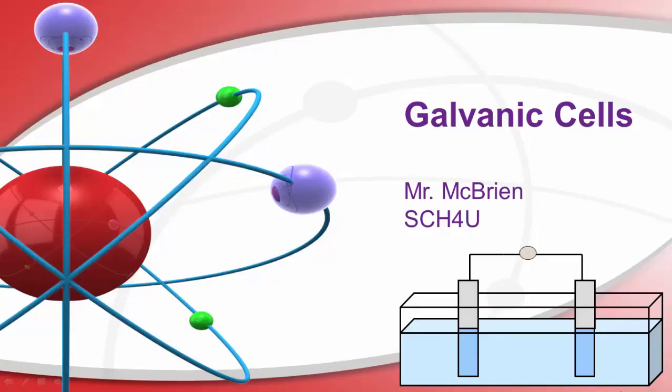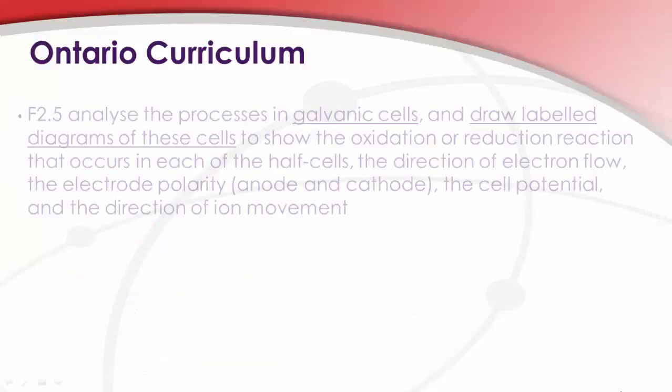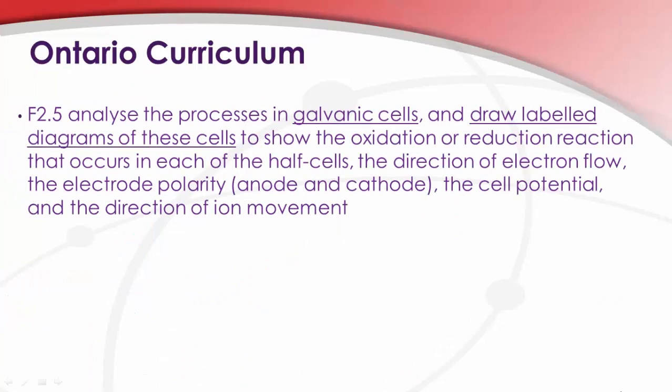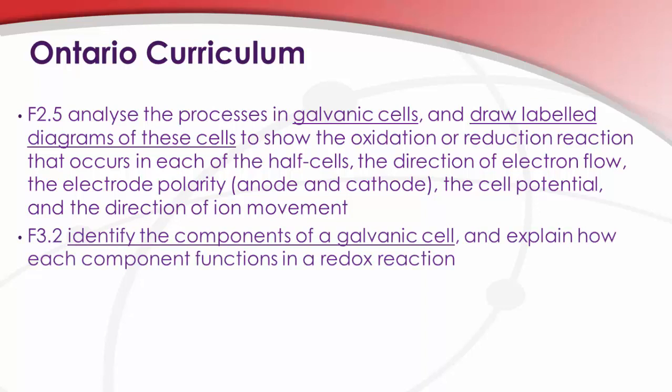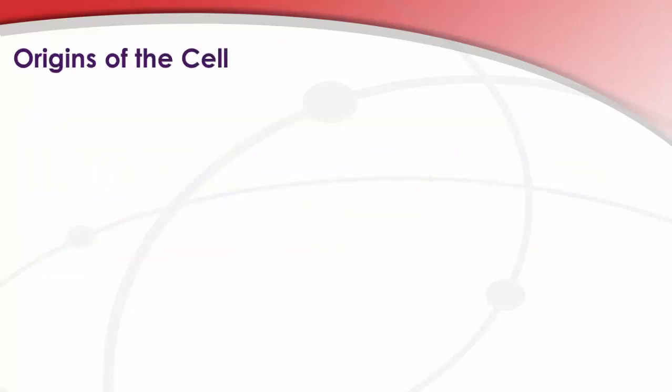Mr. McBrien. This is SCH4U, Electrochemistry 8, Galvanic cells. So the Ontario curriculum wants us to be able to draw labeled diagrams of galvanic cells and identify the components of these. And that's what we're going to go through today.